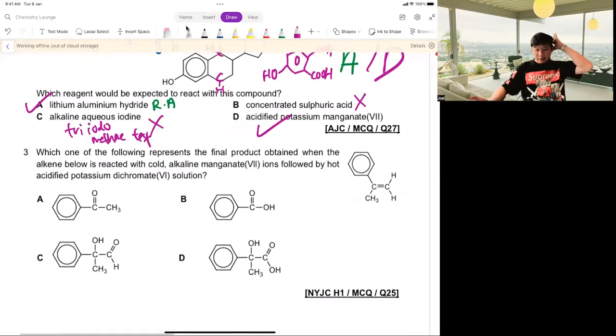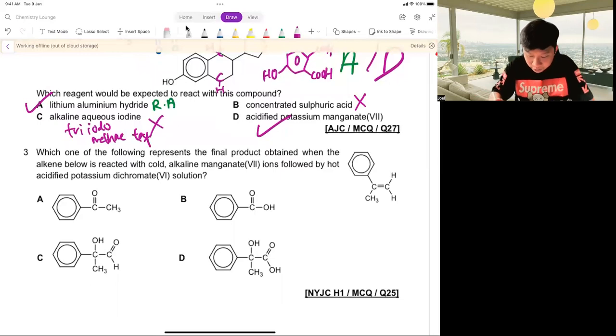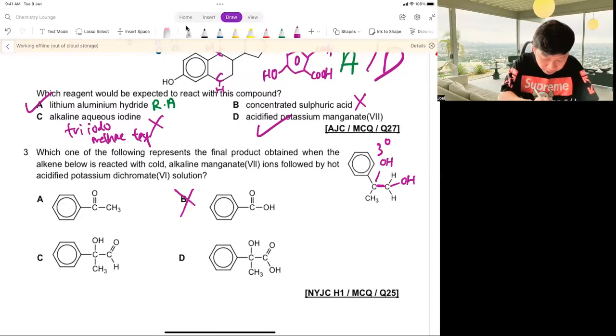Final product obtained when the alkene below is reacted with... right? So cold alkaline, straight away. I don't waste time, the OH first cannot. OH, gone, followed by hot acidified potassium dichromate(VI). Right. So hot acidified potassium dichromate(VI) will oxidize, right? The first one remains the same because it's a tertiary alcohol. Can you see that? Is it tertiary or not? 1 R group, 2 R group, 3 R group. So it must remain. So B cannot, A cannot.